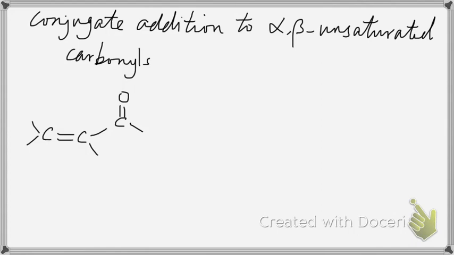Next, we will take a look at the conjugate addition to alpha-beta unsaturated carbonyls, which is the product from the aldol condensation. So here is an example of an alpha-beta unsaturated carbonyl. We have a double bond next to a carbonyl carbon, and the two double bonds here are conjugated.